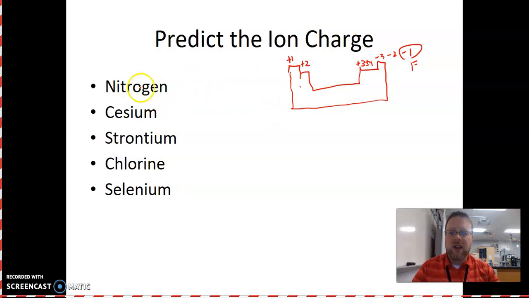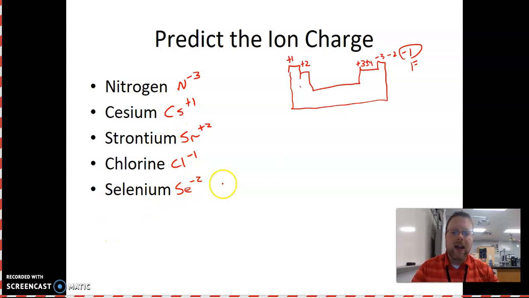So if you do this based on the column, you can see nitrogen's in the -3 family over here. So nitrogen would have a -3 charge. Cesium is over here in the +1 family, so it would have a +1 charge. Strontium is in the second family, the alkaline earth metals, and that whole family tends to take a +2 charge. Chlorine would be -1, and selenium would be -2.